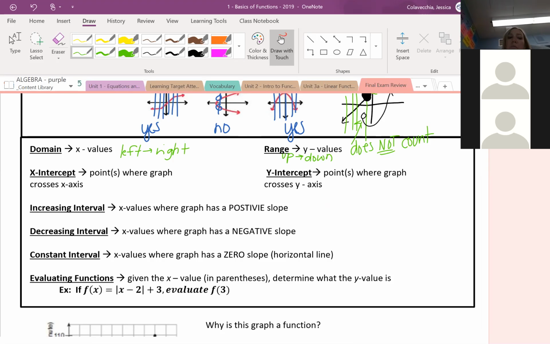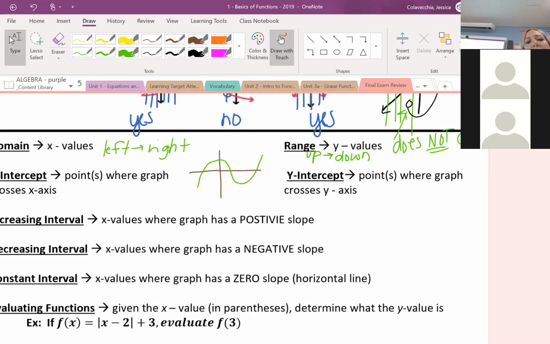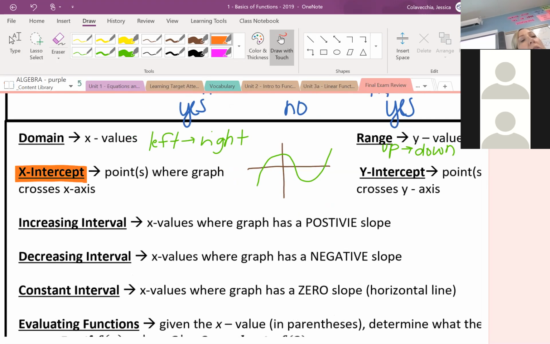Okay. All right, let's draw a little graph in here. I'm just going to draw a random one if you want to draw that in. Okay, where are the x-intercepts? Or which one's the x-axis? How many are there? So on this graph, there's 3. 1, 2, and 3. So x-intercepts are where the graph crosses the x-axis.